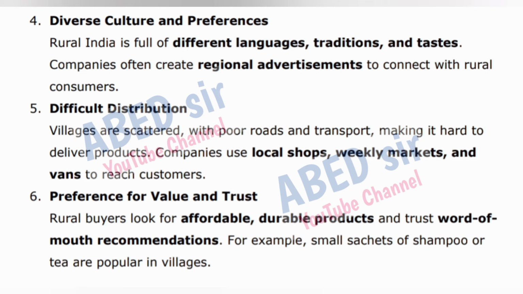5. Difficult distribution. Villages are scattered, with poor roads and transport, making it hard to deliver products. Companies use local shops, weekly markets, and vans to reach customers. 6. Preference for value and trust. Rural buyers look for affordable, durable products and trust word-of-mouth recommendations. For example, small sachets of shampoo or tea are popular in villages.